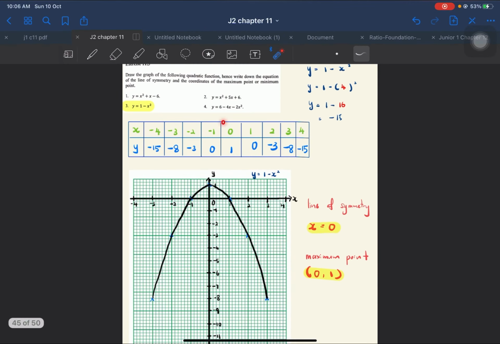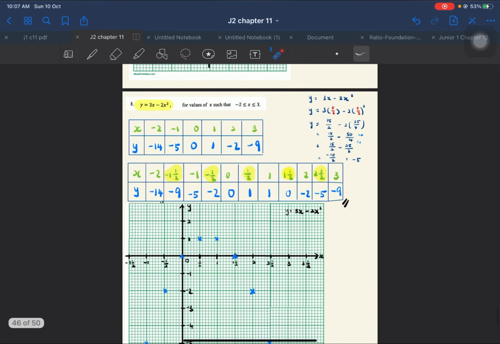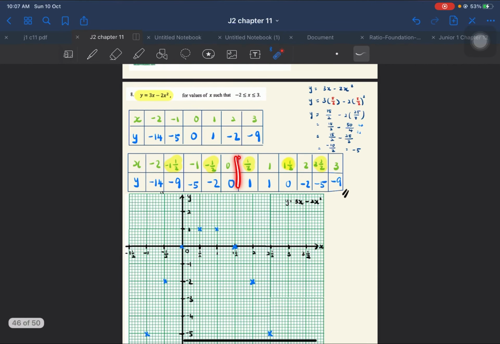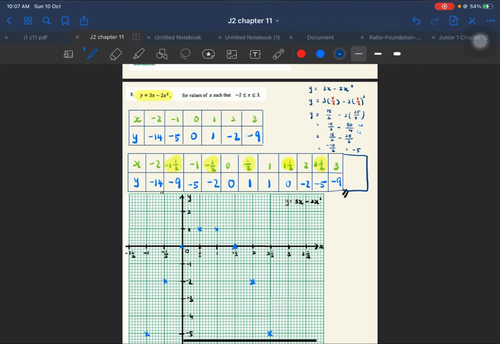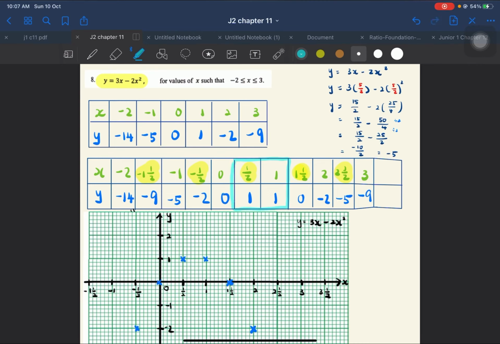As you can see from this question, we have 0, 1, and then the rest are in pair, but over here we don't have. It means that there will be one value in between here. Okay, how are we going to identify? We add another column here. So in between 1 over 2 and 1, what is the value?